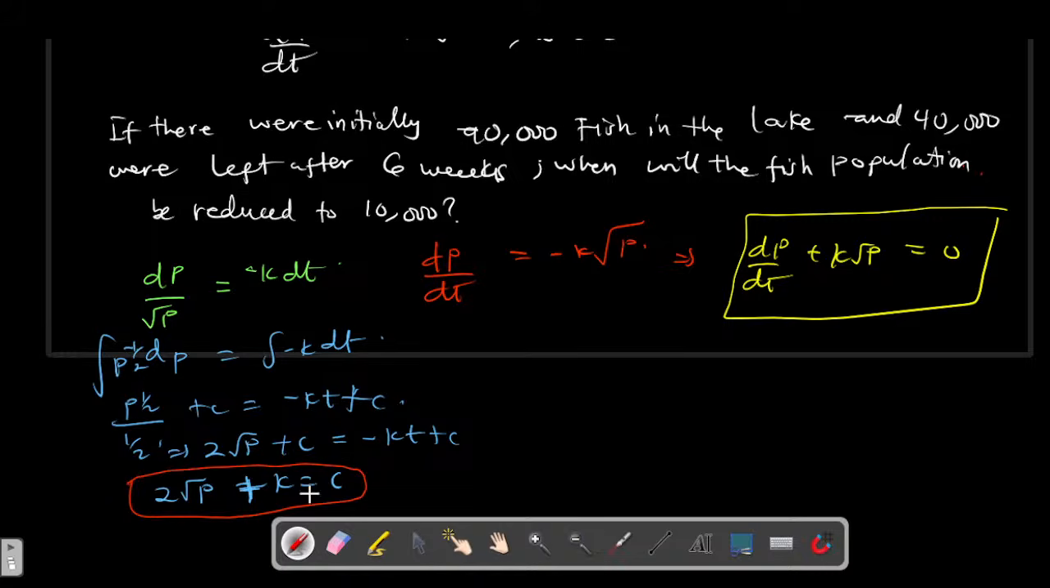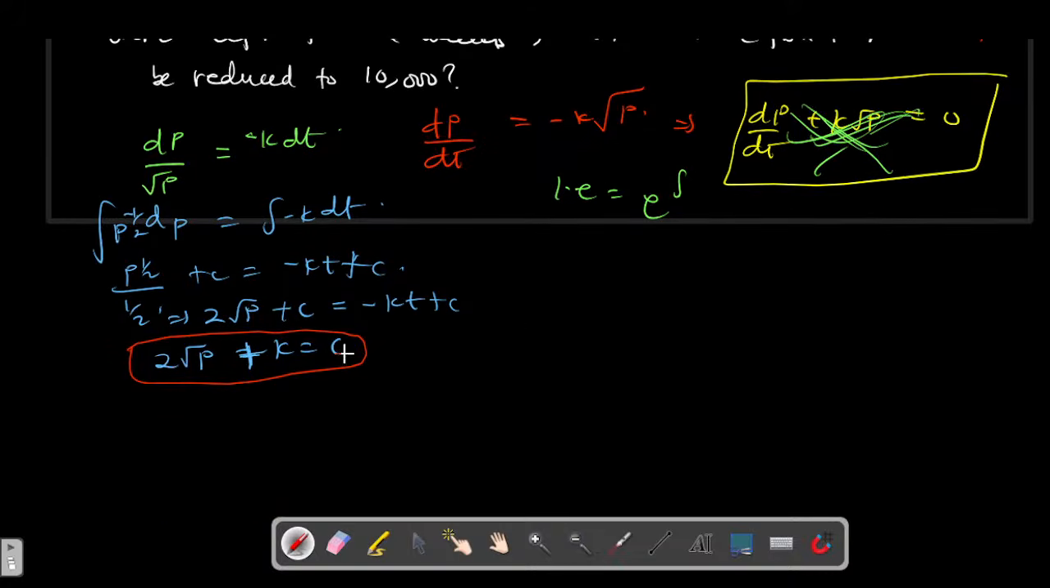Now let's try using the linear and see if we get the same answer. So with the linear, we have to find the integrating factor, right? I.e. e to the power integral of what is here. Now you realize something here, that this can't be linear. Why can't this be linear? Because p here is to the power of a radical half. Linear says your p should be to the power 1. So this is not accepted. We can't use linear. So let's go by this.